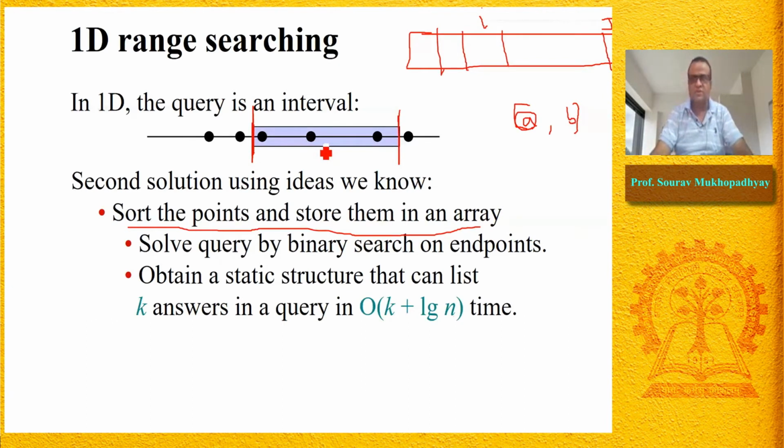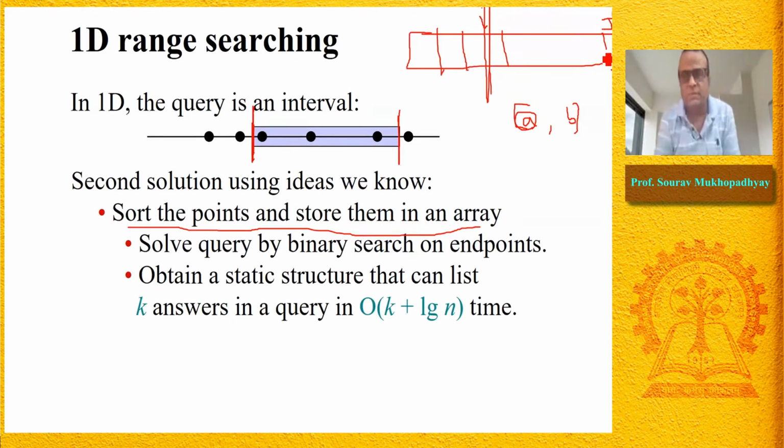So we got these 2 points. We do the binary search with A, and then it will give us the position, and then we do another binary search with B on this sorted array. These points are sorted now. So we got 2 positions, and whatever elements are inside that index i and j, they are our output.